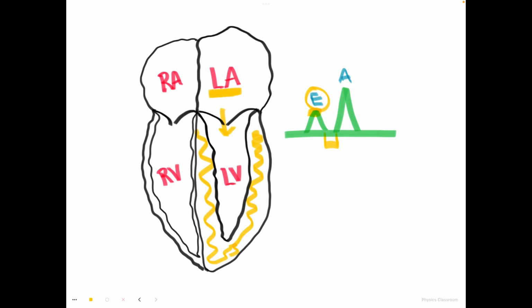It has a lot more blood in it still because it couldn't get a lot of blood across in early filling. So now you have a lot of blood rushing across with an atrial contraction that's a lot harder. It's trying to get it out. So then you have a very high A velocity.